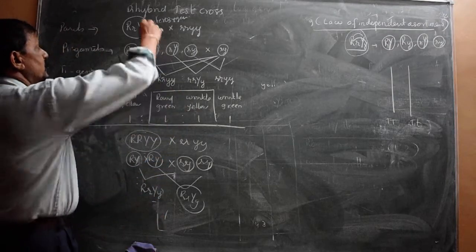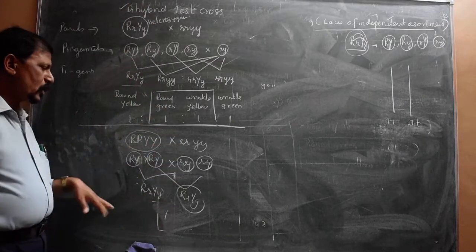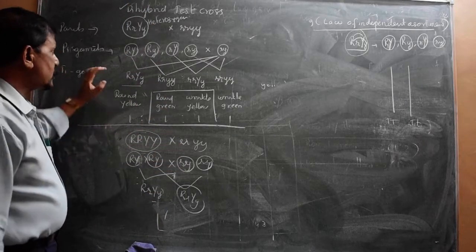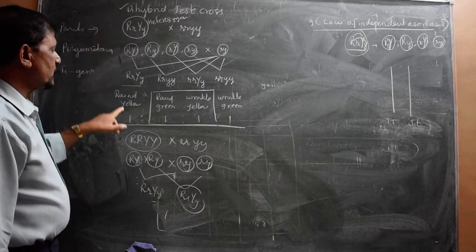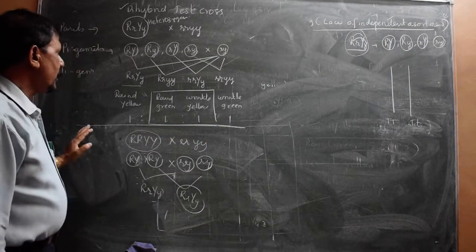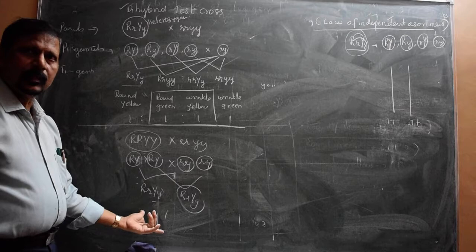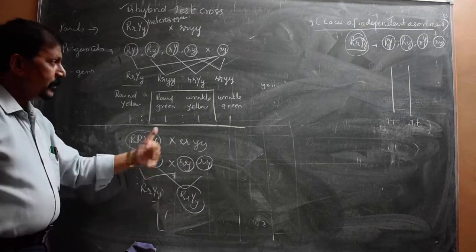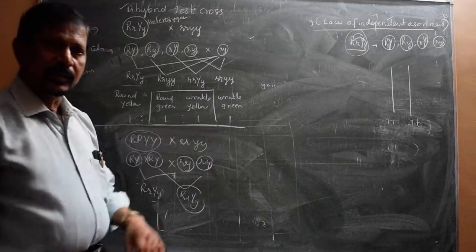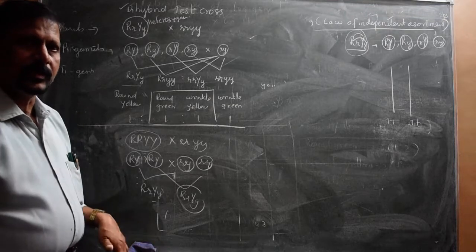So this is about the dihybrid test cross. In this dihybrid test cross, heterozygous gives a 1:1:1:1 ratio, and in the homozygous condition it gives only 1 ratio. The remaining part of heredity and variation we will continue in the next class.